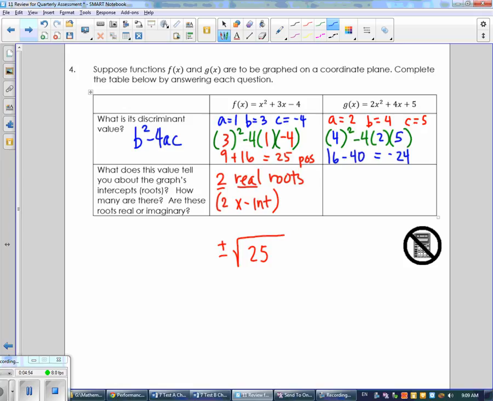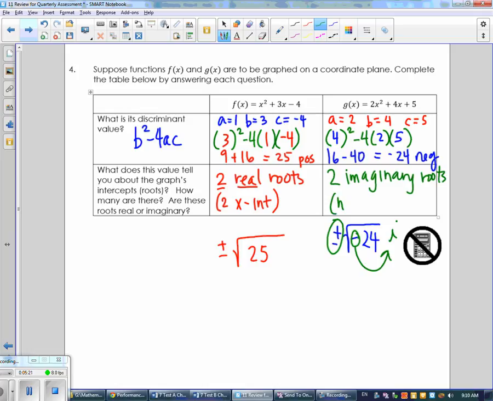And so since that is a negative value, I know that what's underneath the square root then, think about it, is going to be a negative 24. And when I take the square root of a negative number, I know I'm going to have an imaginary root. This plus or minus tells me that there's two of them. I'm going to have plus something i and minus something i. So there are two imaginary roots. And if I have two imaginary roots, I will not have any x-intercepts.